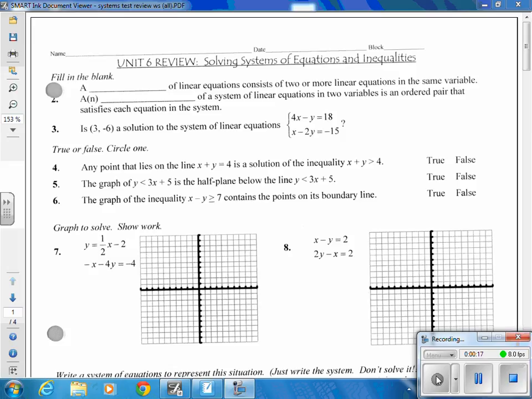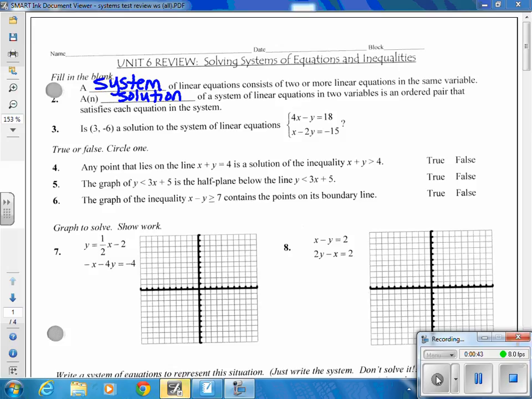Right. For number 1, you're filling in a blank with a key vocabulary word. It's asking you the blank of linear equations consists of 2 or more equations in the same variable, and that would be a system because you have more than one. Number 2, a blank of a system of linear equations in two variables is an ordered pair that satisfies both equations in the system. And because it's an ordered pair, that would be the solution to your system. Remember, all solutions are written as ordered pairs.